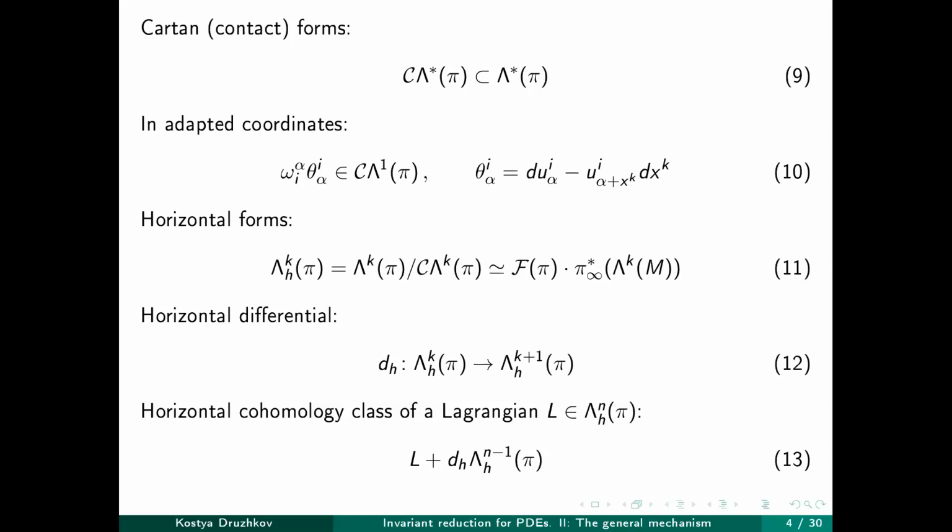This allows us to introduce the horizontal differential. We will consider it mostly in terms of representatives, but of course it exists without any identifications. It is important to know that we can interpret horizontal n-forms as Lagrangians. Moreover, we can consider the corresponding horizontal cohomology using the horizontal differential. The horizontal cohomology class of a Lagrangian is simply the Lagrangian itself plus the differentials of horizontal n-1 forms.